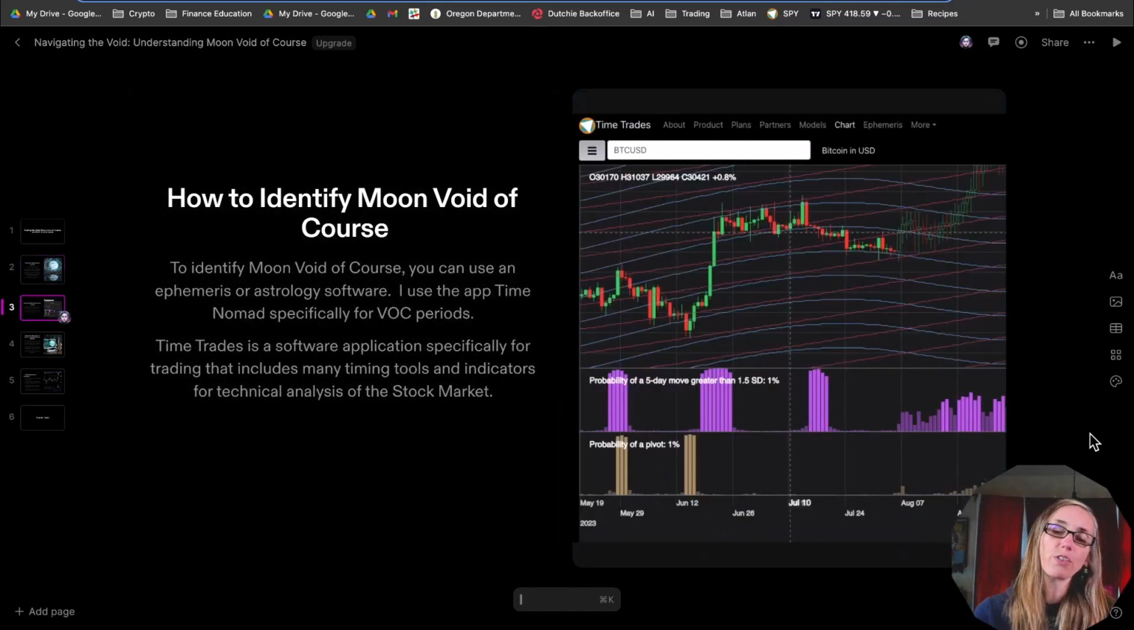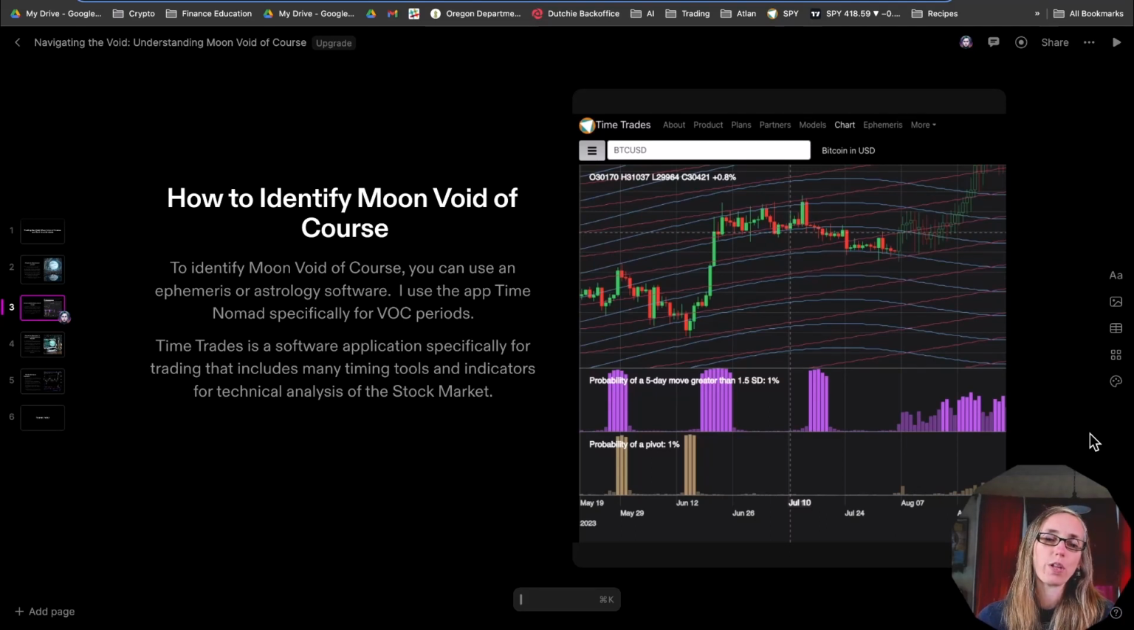So there are several different ways that we can calculate the moon void of course period. The traditional Hellenistic astrology method is used by the application I use on my phone called Time Nomad. That app will tell you the moment that the moon goes void of course from a Hellenistic perspective. And that means it's the last time it makes an aspect to one of the original planetary bodies.